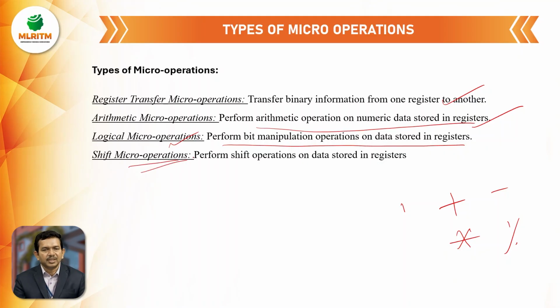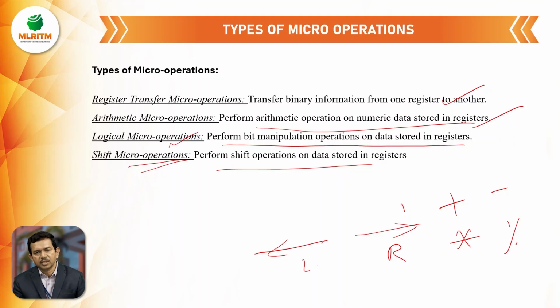Likewise, I can go to the shift micro operations also. What will the shift micro operations do? They transfer the data to the leftmost position or to the rightmost position. It is left, it is right. I have some bits of information. If I want to move that information to the leftmost position, or move the bits in the register to the rightmost position, then I should go for the shift micro operations. All these types of operations I can do on the register data.